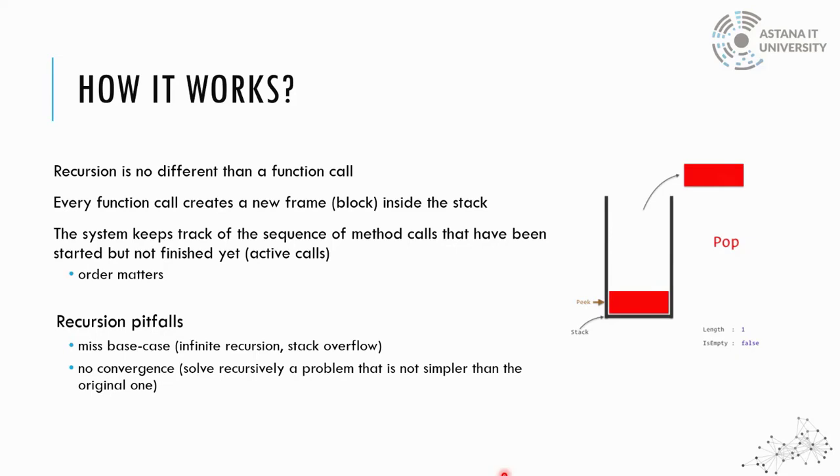So the call stack, or simply stack, keeps track of the sequence of method calls that have been started but not finished yet. If you remember from the Introduction to Programming course, a function call causes a function interruption, which basically means that the point where you call a function will keep waiting for the completion of that function. And if you do that function call recursively, a number of frames will be created inside the stack from the same function.